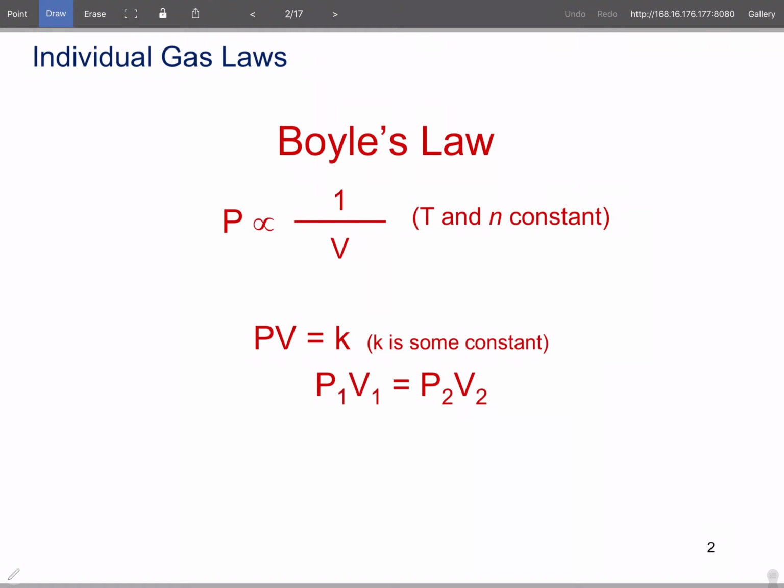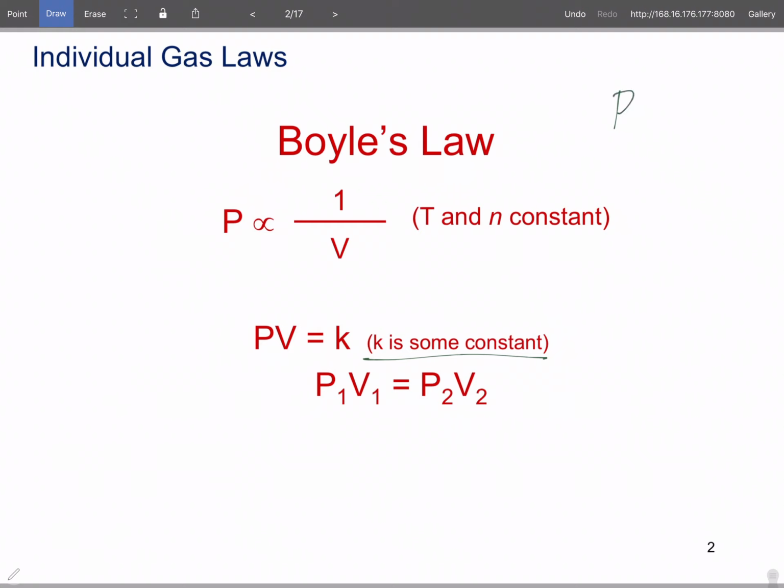The first one is Boyle's law. Boyle's law states that pressure is inversely proportional to volume, with temperature and the number of moles constant. So if you put pressure and volume on one side, you get K, which is some constant. If you're comparing just pressures and volumes, you get P1 V1 is equal to P2 V2.